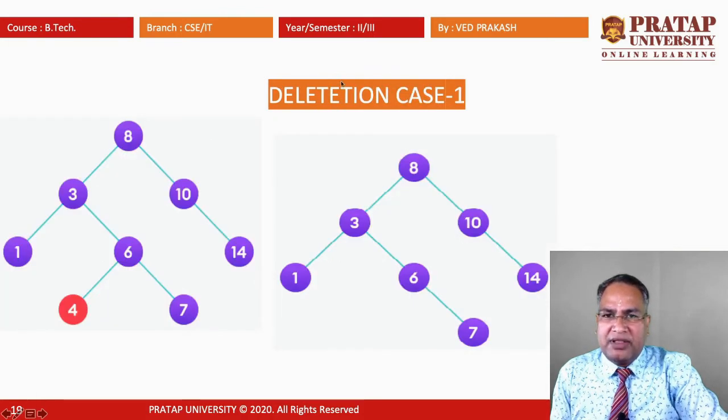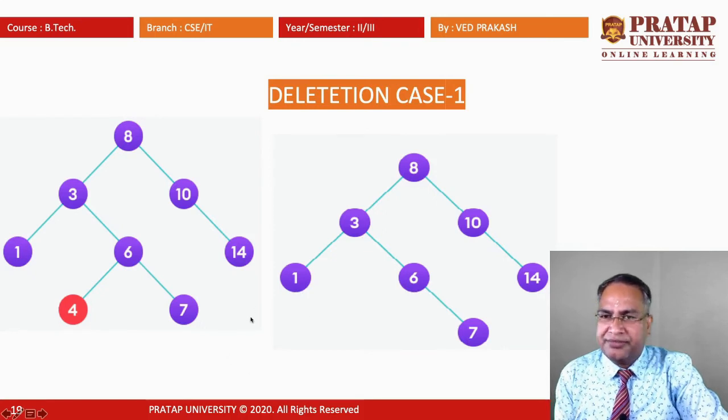We consider the first case, in which we want to delete a leaf node. Here the leaf nodes are 1, 4, 7, 14. These are known as leaf nodes. But our aim is to remove the node 4 from the tree, so that is the simple way of removing. We will cut this node from here, and our new subtree will become 1, 3, 6 and 7. So here our node 4 is removed from this tree.